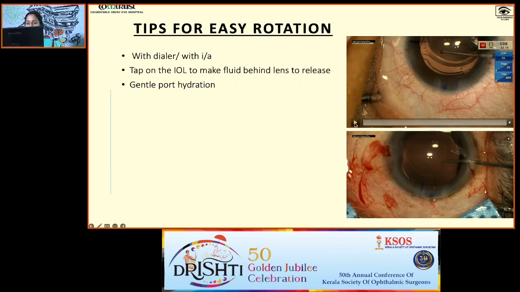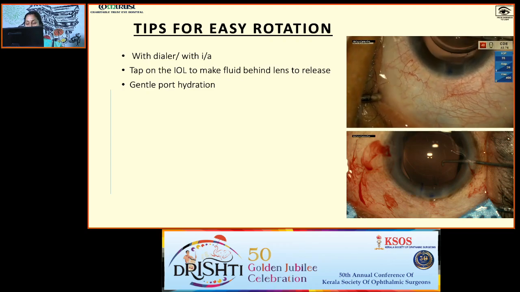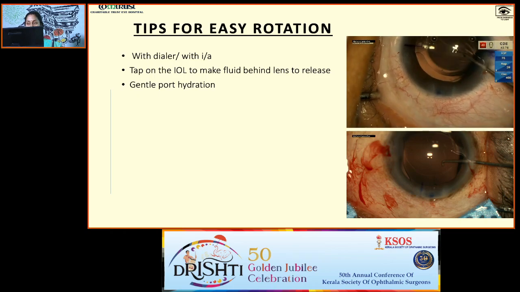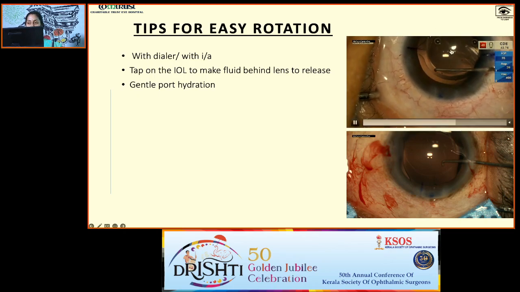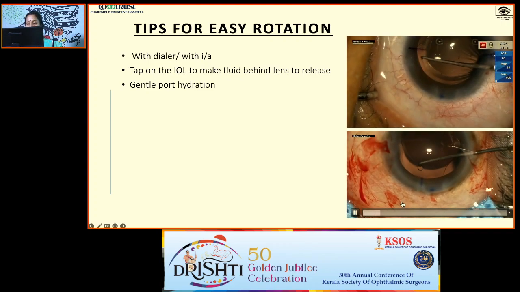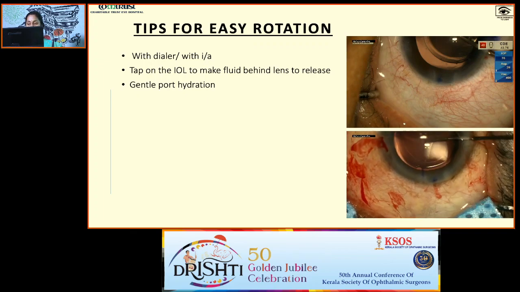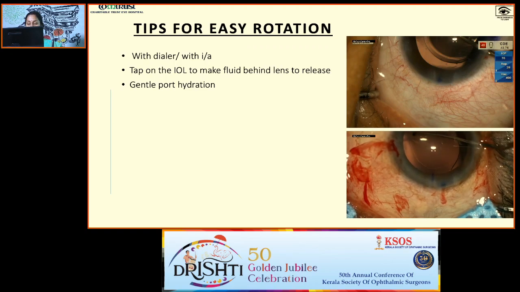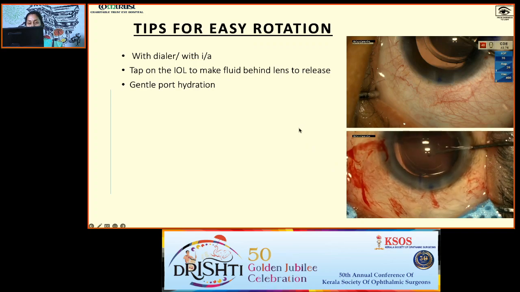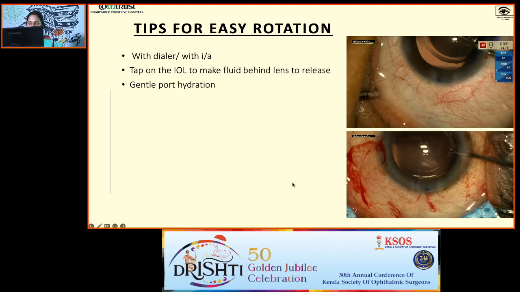For easy rotation of a C-loop IOL, with your dialer you can hook at the optic haptic junction, pull slightly towards the center and rotate it to the desired axis. For a plate haptic IOL, it's better to rotate it partly when it is in the AC and partly in the bag, and once it reaches the desired axis, you can just press it and keep it inside. There's a dialing hole provided for the rotation. Once you complete this, you do a gentle port hydration without causing any further rotation to the lens.